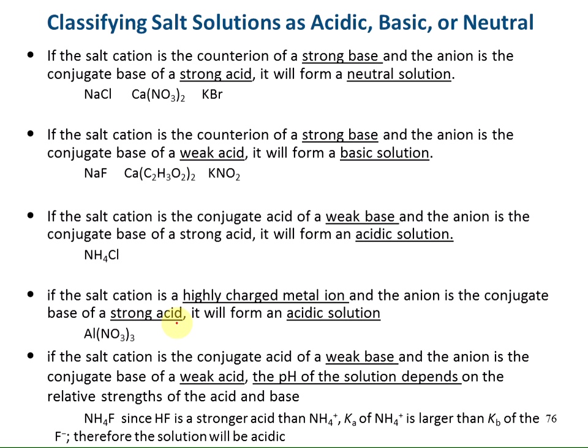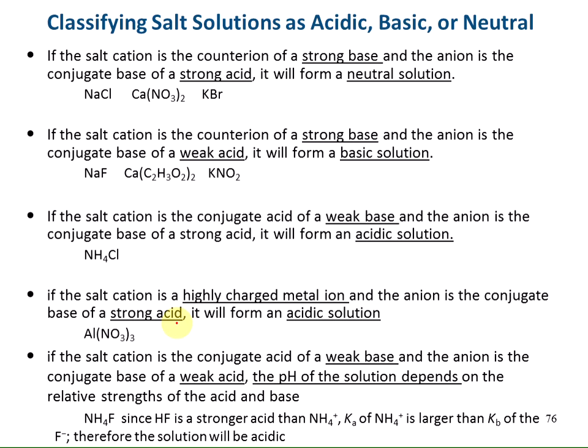Now if the salt cation is a highly charged metal ion and the anion is the conjugate base of a strong acid, it will form an acidic solution. So remember, the nitrate came from nitric acid, and nitric acid is a strong acid, so the nitrate anion is neutral. But the aluminum is a highly charged metal ion, it makes an acidic solution. So overall the aluminum nitrate solution is acidic.